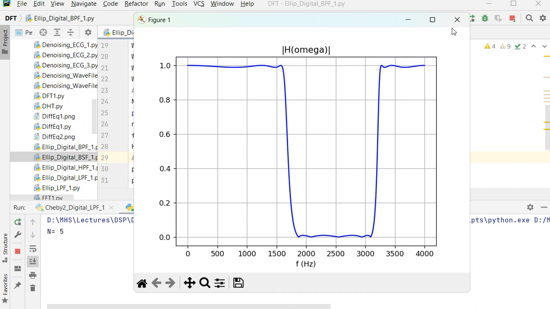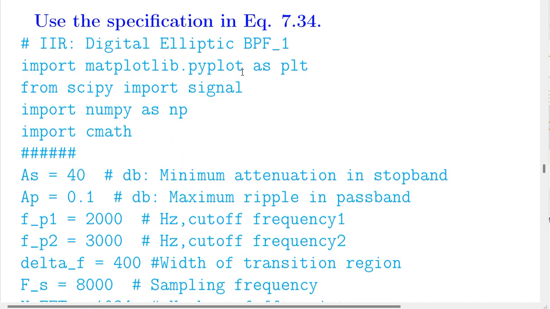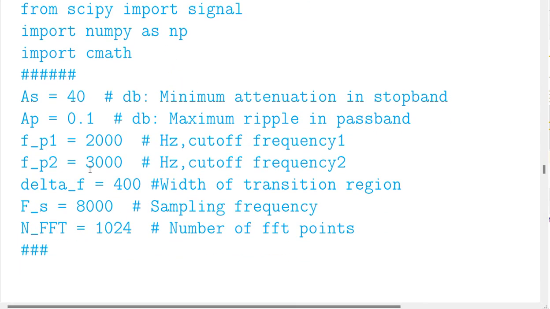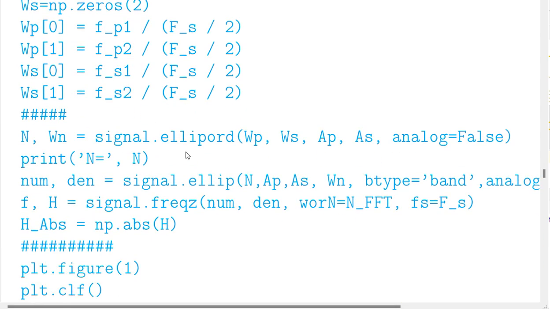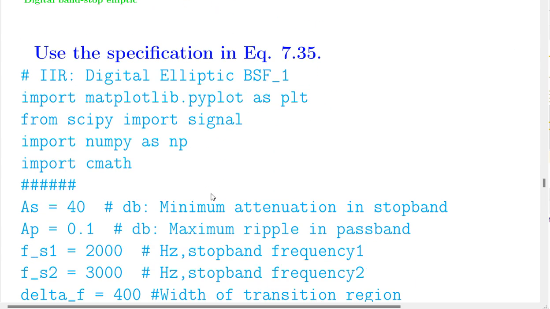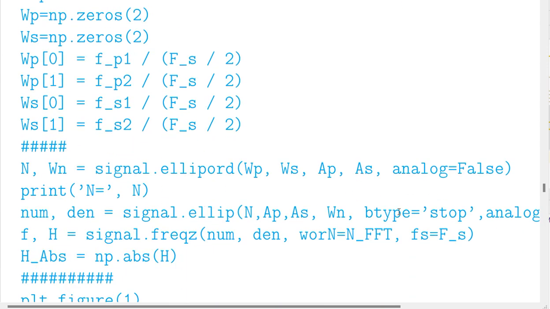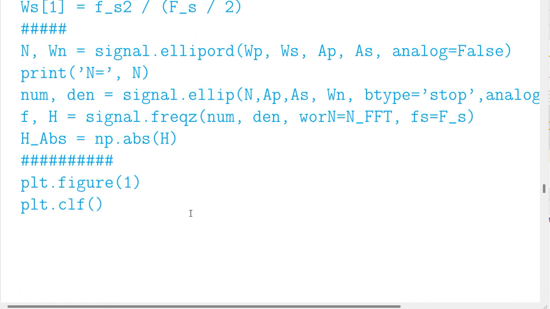Now, going back to lecture notes. Anyhow, band pass filter, ellip OR, ellip, APAS should both appear in the syntax, and band for band pass, and a stop for band stop. That's it. Very simple.